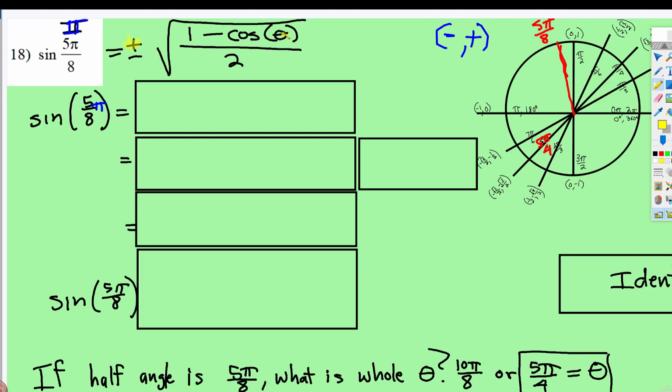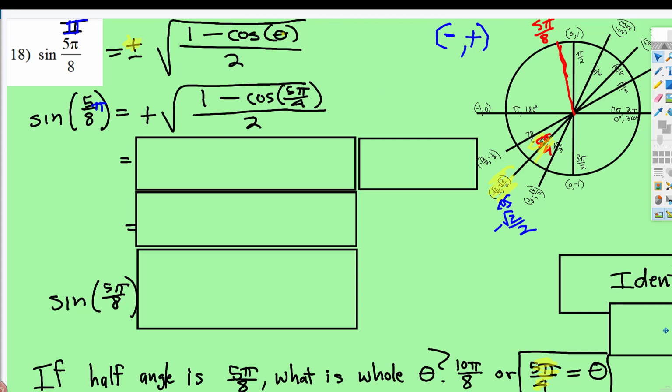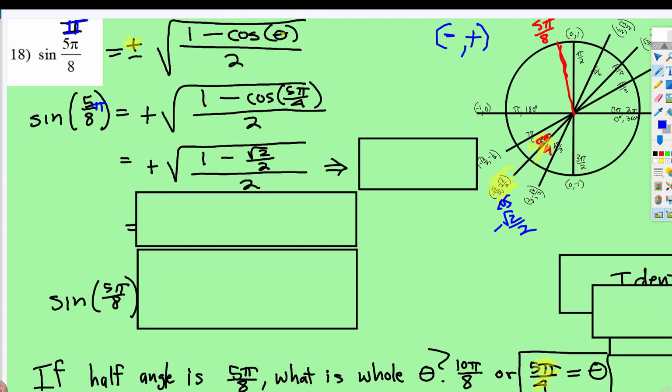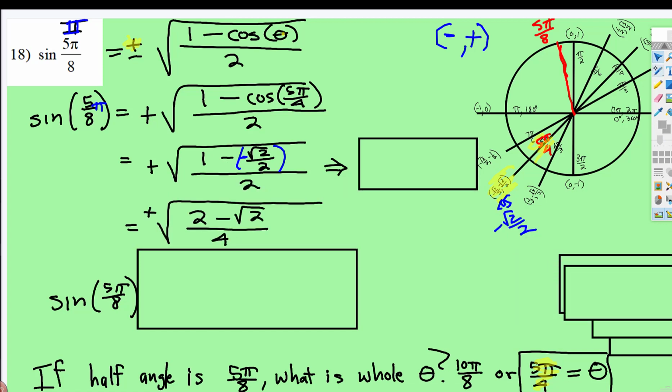But what is the theta? Well, our theta is 5 pi fourths, and 5 pi fourths is down here. Cosine of 5 pi fourths is negative root 2 over 2. So when we begin to plug that in, we have positive square root of 1 subtract cosine 5 pi fourths all over 2. That's subtract negative, so 1 subtract negative root 2 over 2, all over 2.